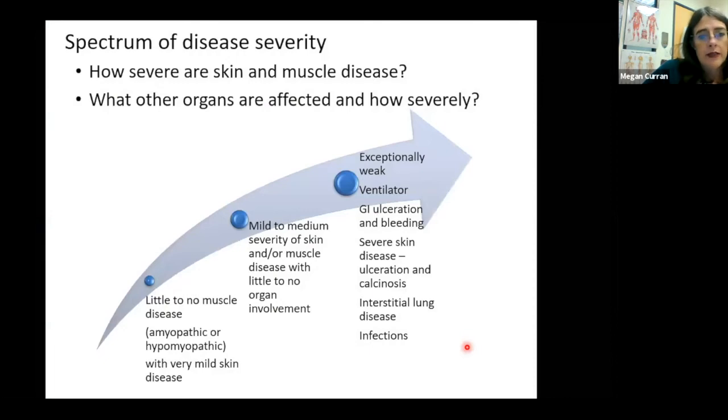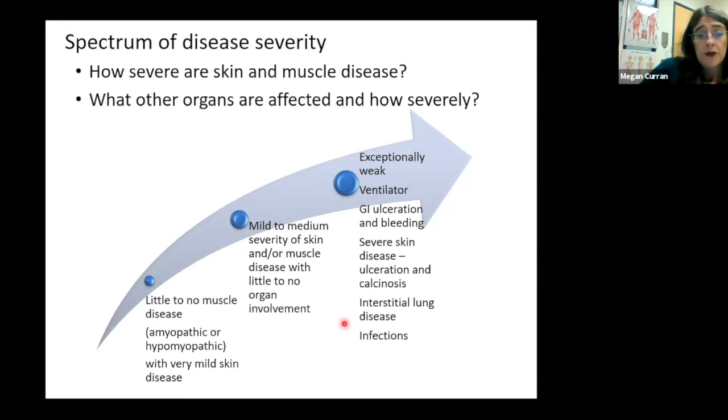And it really is a spectrum of disease severity. So 2 questions to ask are, how severe are the patient's skin and muscle disease? And what other organs are affected and how severely? So there are some patients who have little to no muscle disease. We might call these amyopathic or hypomyopathic disease, meaning that more skin is involved more than muscle. And some patients have very mild skin disease.